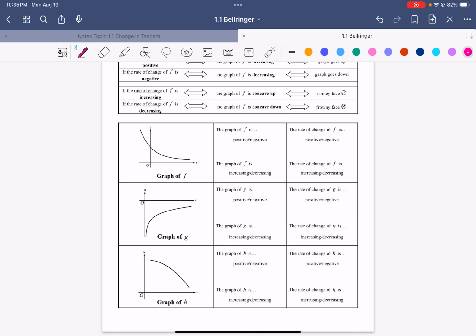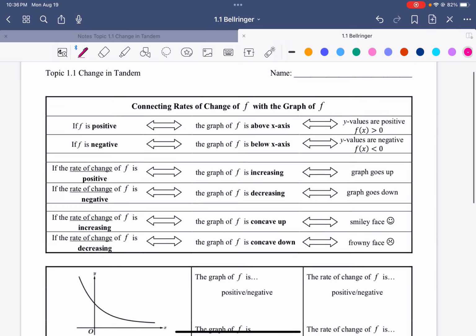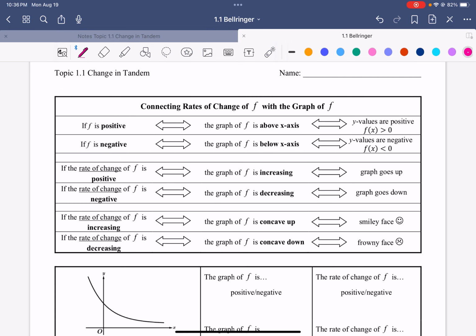I do want to review quickly just a little chart to hopefully help you understand the vocabulary better because they're kind of repetitive. Okay, so if it says f is positive or f is negative, all that's asking you is, is the graph above or below the x-axis? If you're given a graph, all you need to see is, are my y values positive or negative? Okay.